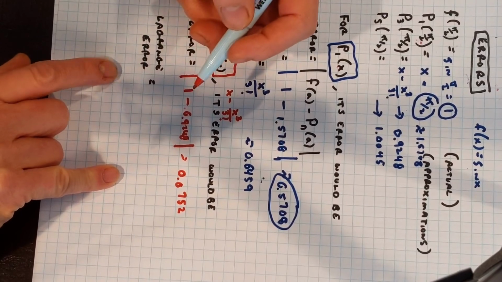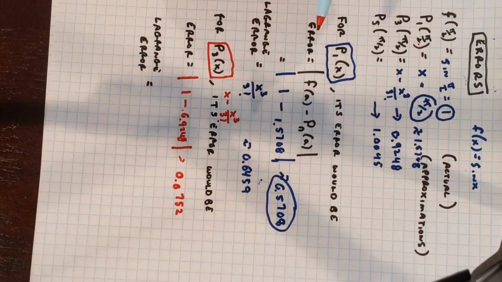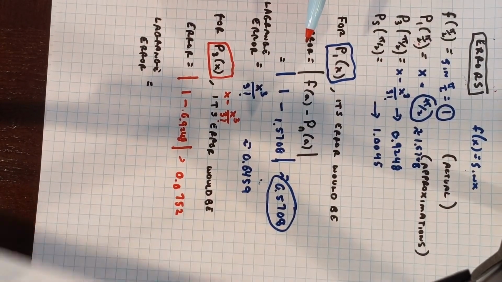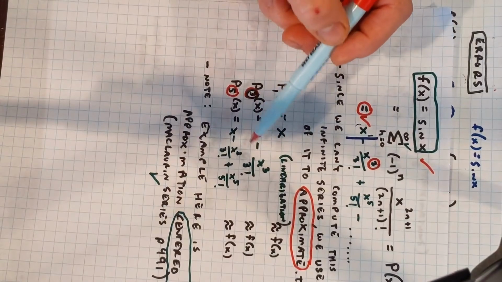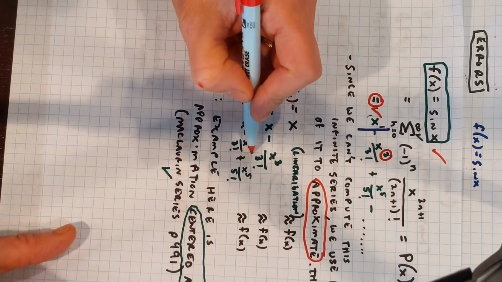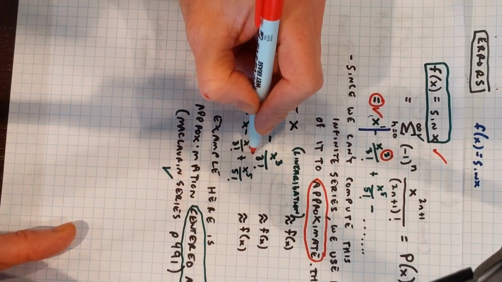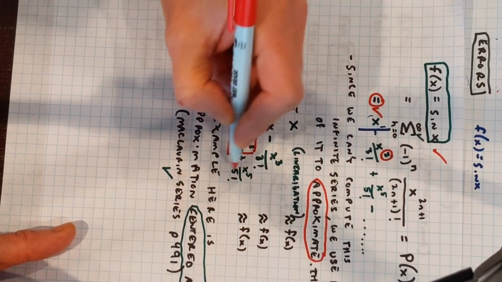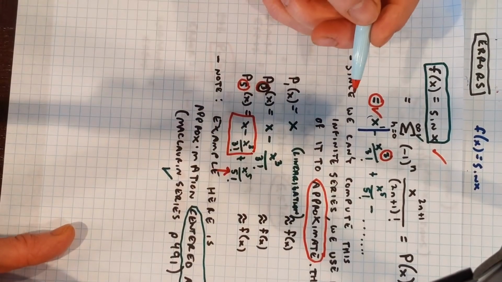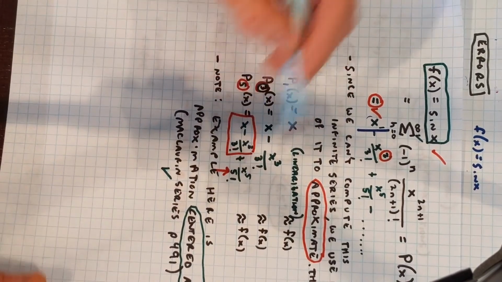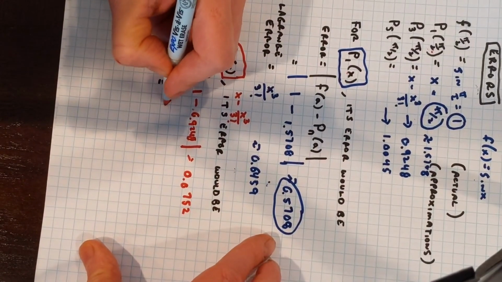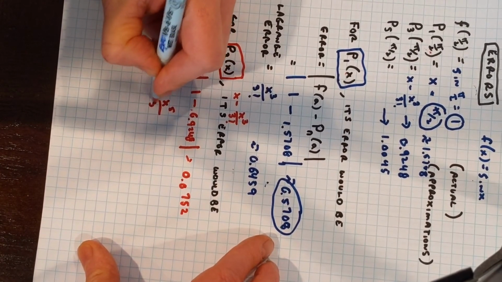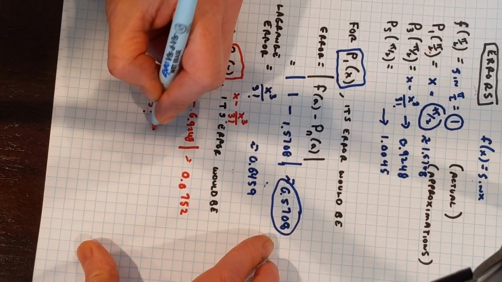Now, Lagrange is a simple way to find most of your error, which is the very next term. If I'm looking at P3, here's my P3. The very next term is that. That's called my Lagrange error, that component. So to compute my Lagrange error, I'm only going to look at x to the 5th over 5 factorial. This would represent my error.